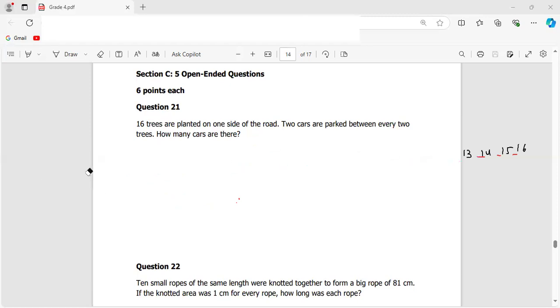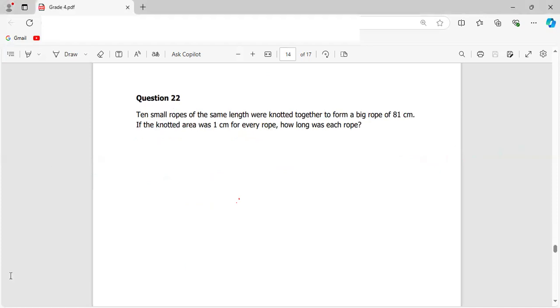Now these are 6-point questions and each question is for 6 marks. Then question 22. 10 small ropes with the same length are knotted together to form a big rope of 81. If the knotted area is 1, how long is the rope? So basically there's an overlap, like there are 10 ropes tied up and each knot here is 1.